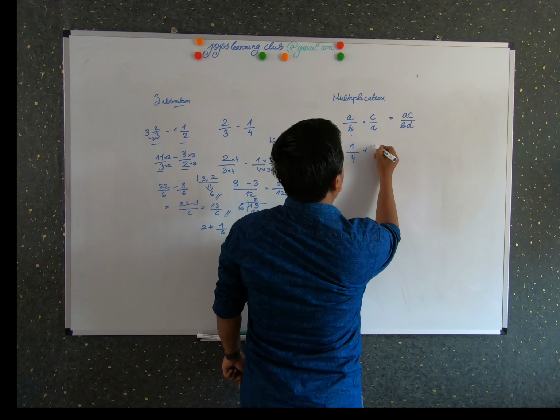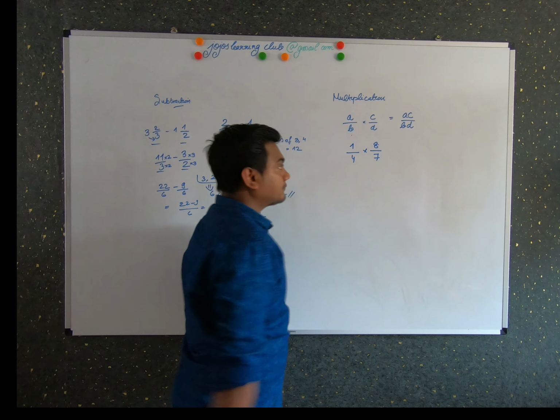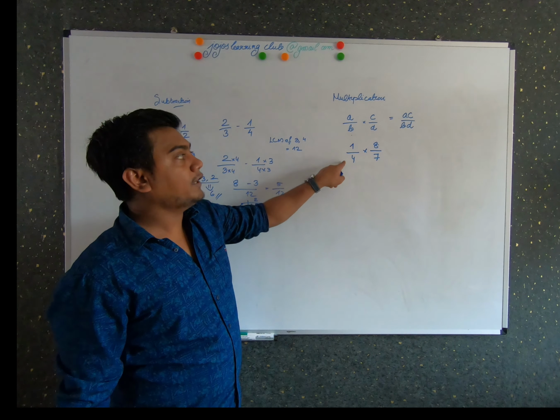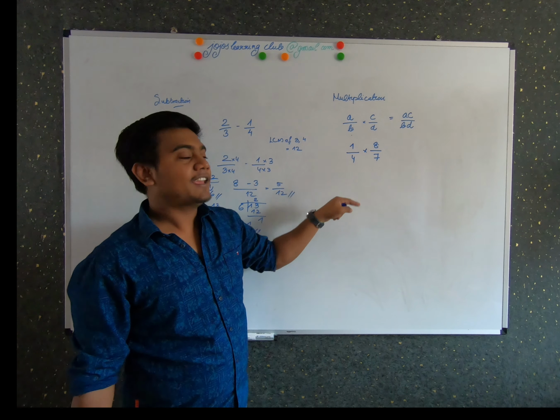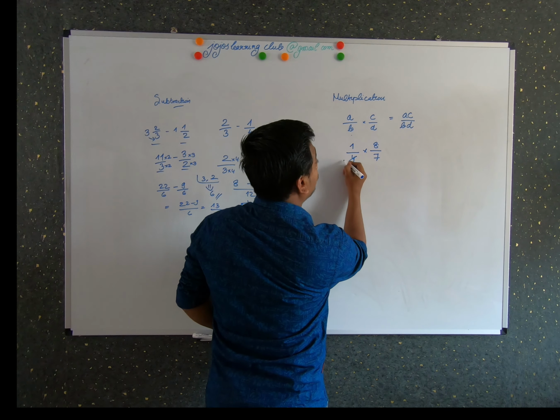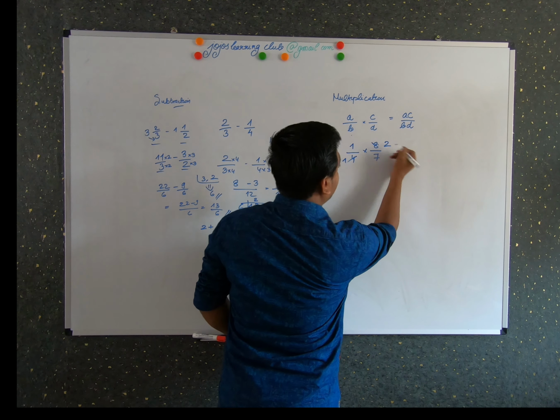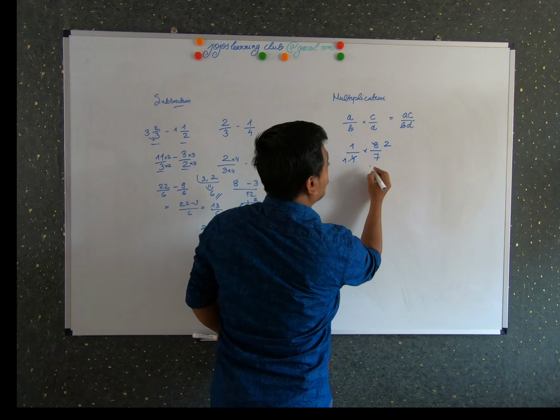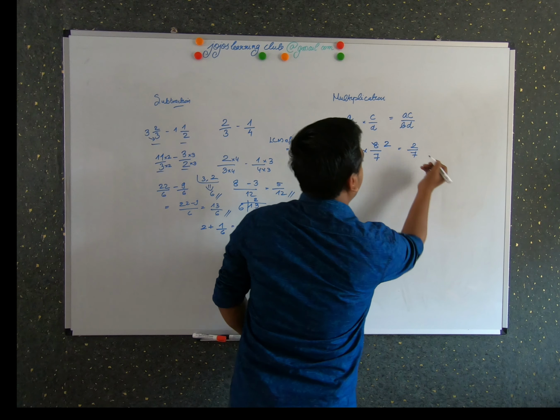1 by 4 times 8 by 7. Okay, so we know that 4 and 8 are both multiples of 4. Here, this is cross cancelling. So you can write it as 1 by 1 times 2 by 7, which is 2 by 7.